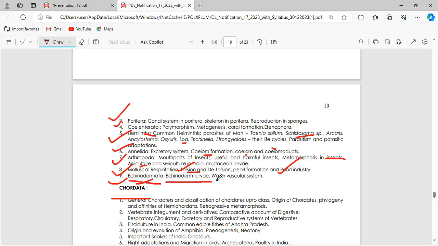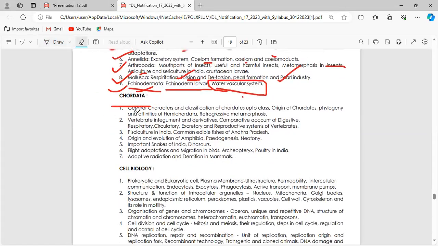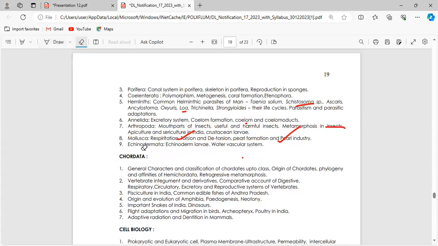And another important unique feature which is present only in the Echinodermata is the water vascular system. I'm going to explain to you what the water vascular system is, what the important parts of the water vascular system are, and what the functions of the water vascular system are. Everything will be discussed there. Next, non-chordata is over. Now chordata.